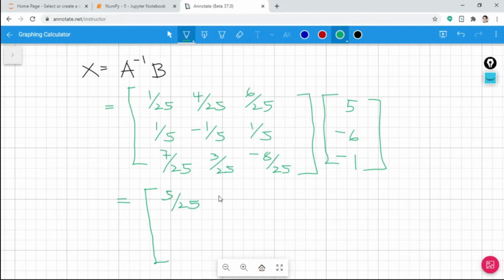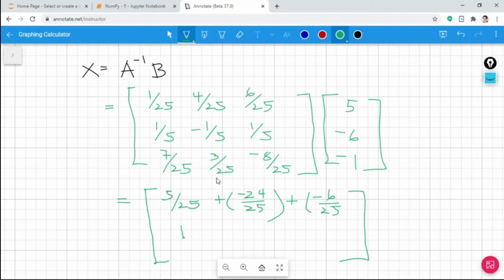So we got a plus. So this one is negative 24 over 25. So 6 times this one. So we have plus negative 6 over 25. So we're distributing. So 1/5 times 5. This one is 1.